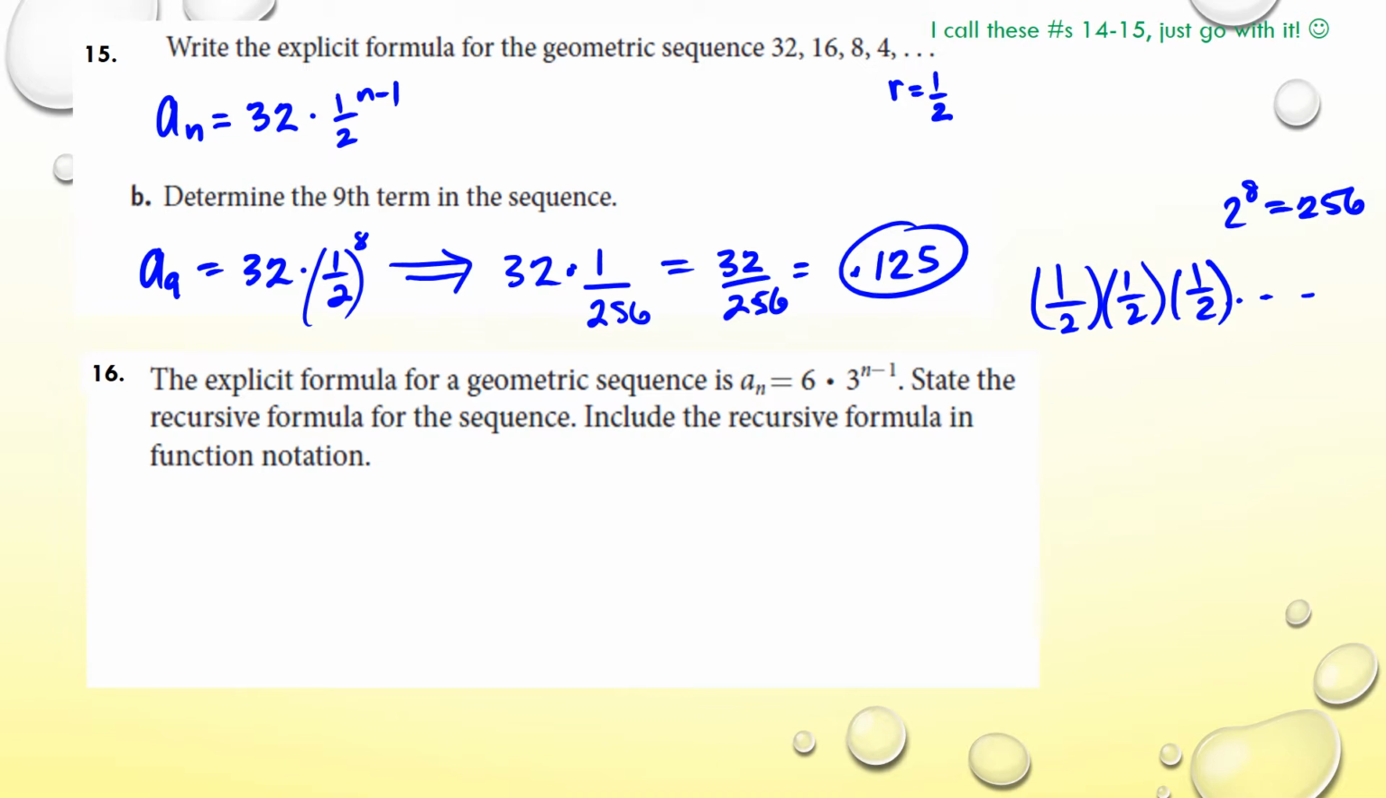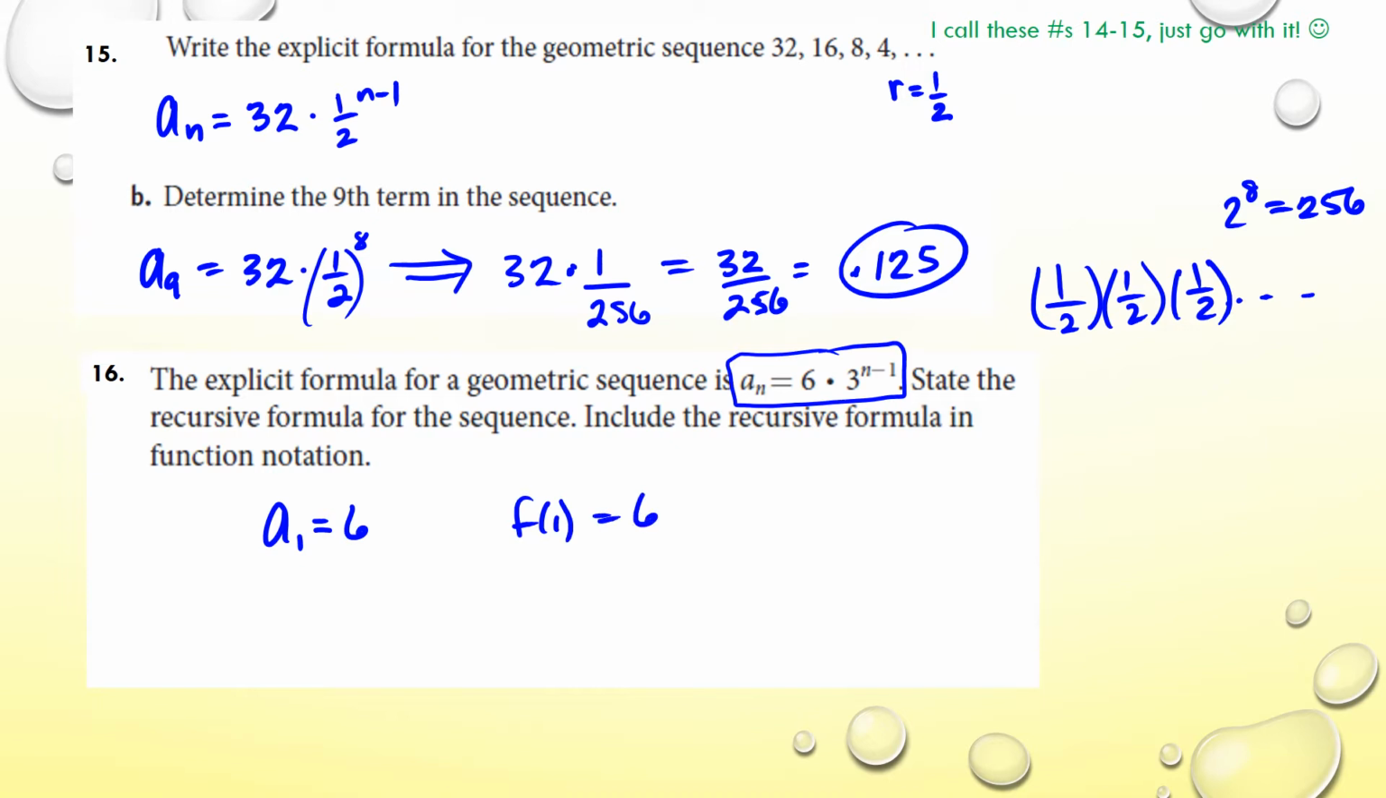The explicit formula for geometric sequence is this here. And so we want to state the recursive formula for the sequence. Include the recursive formula in function notation. So going back to recursive, remember the first thing you have to do is say what a sub 1 is, which is the first term. And so f of 1, it's 6.